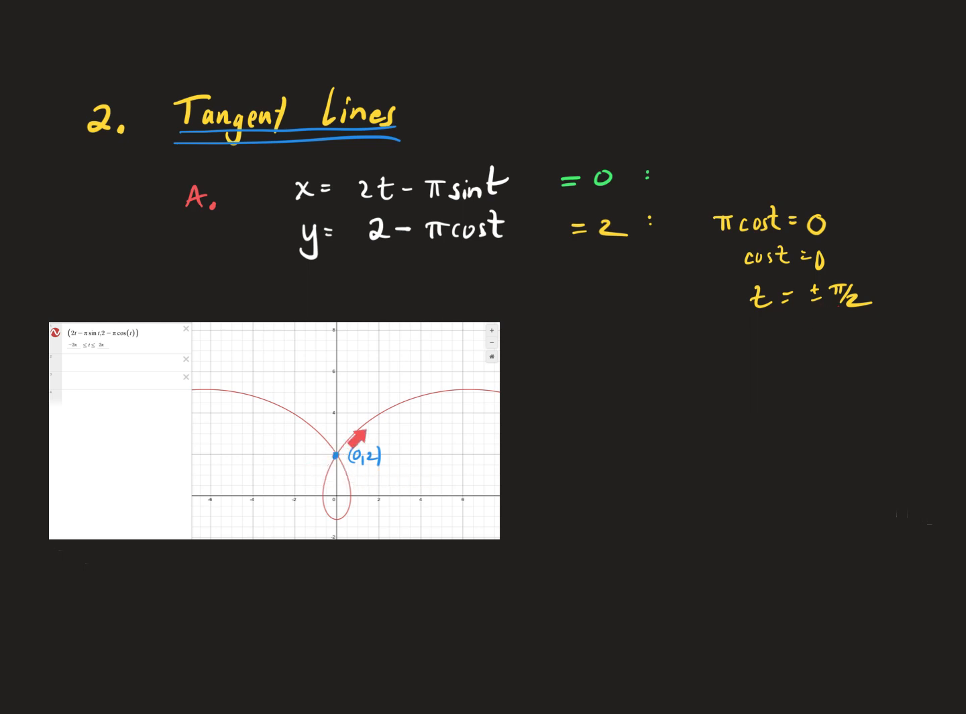There are no other places on this graph where the y value is 2, so these must be the two distinct and unique t values for which we have our two distinct tangent lines, one that has a positive slope and one that has a negative slope. At this point, we could check to see if this satisfies the x equation, and you'll see that it's true. 2 times pi over 2 is pi. Sine of pi over 2 is 1. Pi minus pi times 1 is 0, so it works. This is our solution. These are the t values for which we'll have our two separate tangent lines.